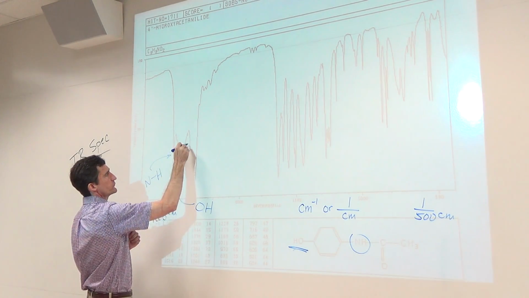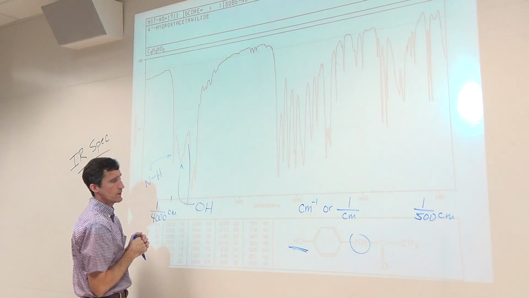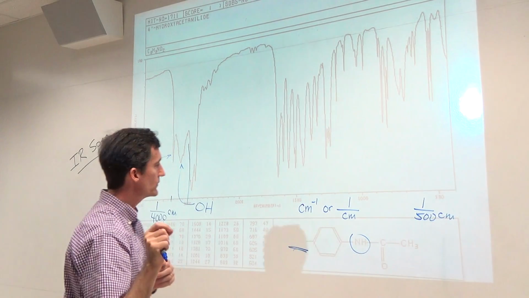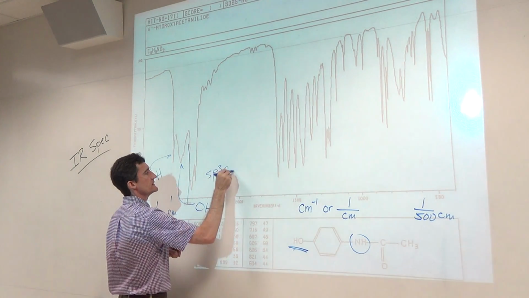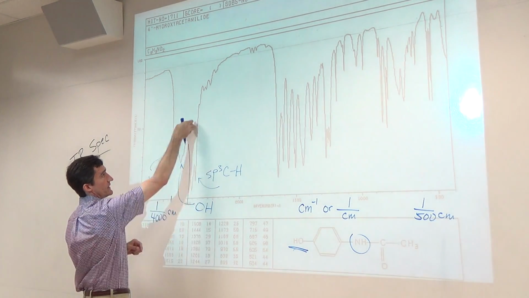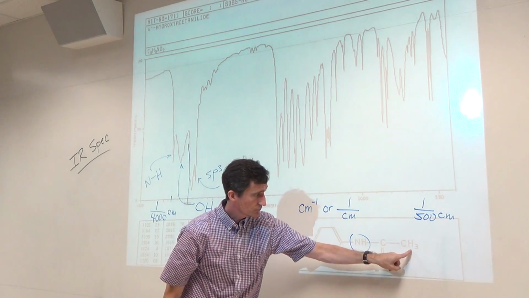We also have right here, just below 3000, which is a very prominent region. We have to understand what that's for. This is for your sp3 CHs. And it's a pretty good amount of absorbance here. Now again, the only sp3 CHs are right here.